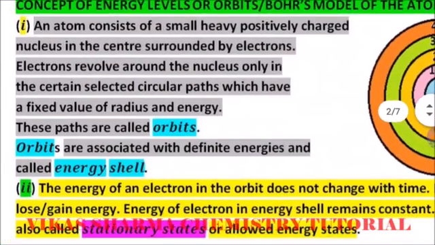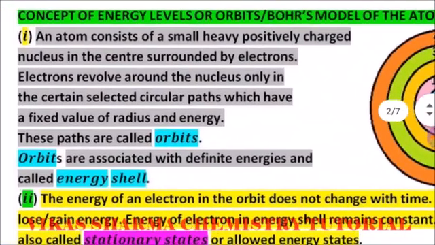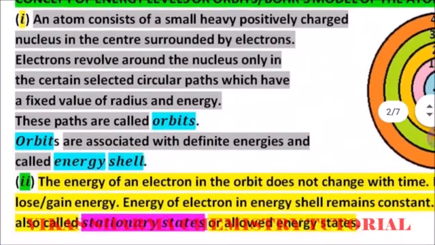An atom consists of a small, heavy, positively charged nucleus in the center surrounded by electrons, and electrons revolve around the nucleus only in certain selected circular paths which have a fixed value of radius and energy. These paths are called orbits. Orbits are associated with definite energies and are called energy shells.